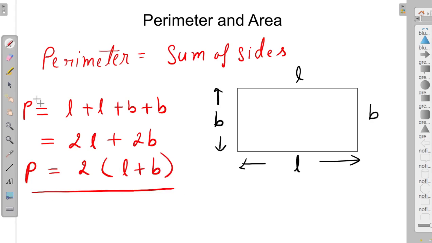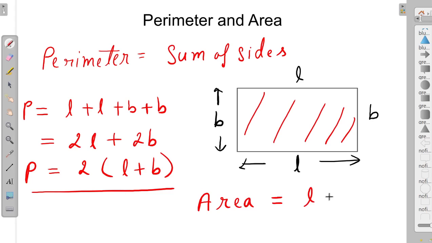Now the area. What do we mean by area? Area means the space occupied by 2D shapes. So this is the space occupied by this rectangle. So what is the area? The area formula is: area is equal to length into breadth.